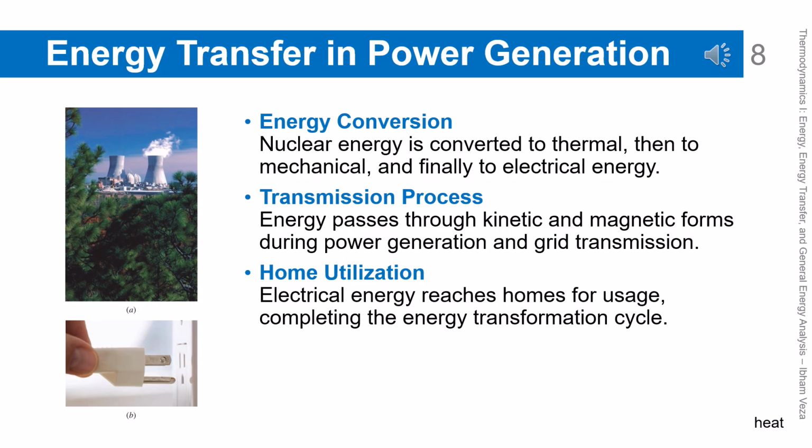Energy transfer in power generation. Nuclear energy is converted into thermal energy, then into mechanical energy, and finally into electrical energy. This process shows that energy often goes through several conversion stages before being used. During transmission, energy also appears in magnetic and kinetic forms. In homes, electrical energy is converted again into useful forms. This chain of conversions is a hallmark of modern energy systems.